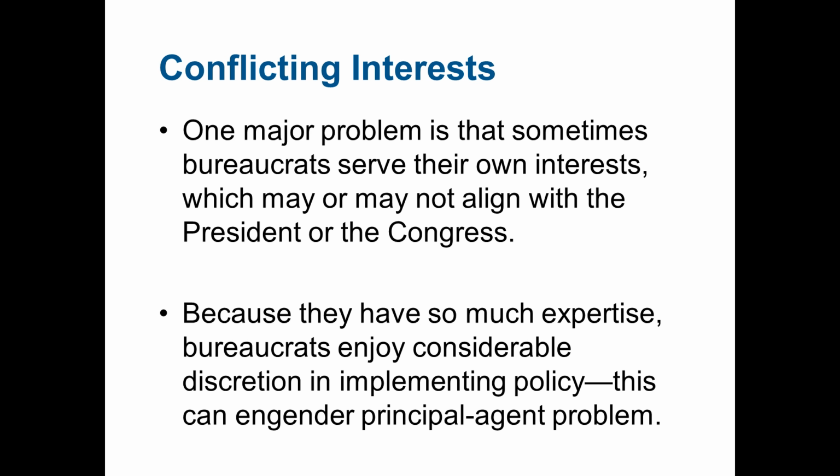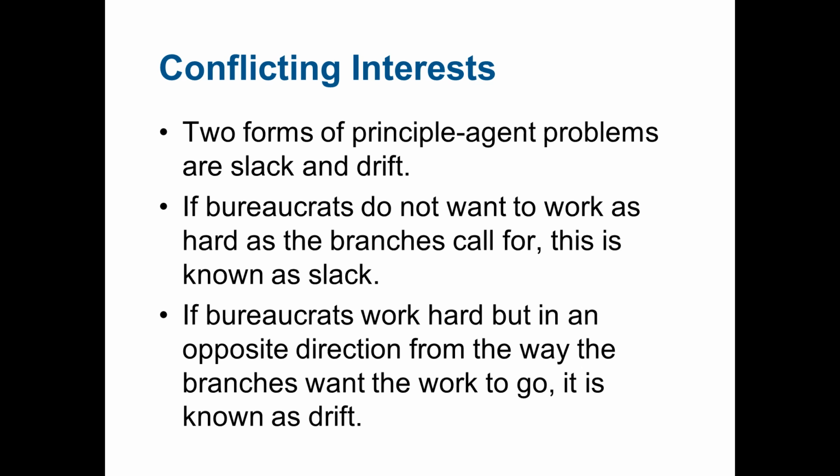We can think of a couple different types of principal agent problems that might be in effect sometimes in the bureaucracy. One being slack, where it's not necessarily a case of the bureaucracy going against the interests of the principal, but just maybe not working as hard as Congress or the president would like in pursuit of their goals. So people sometimes don't work as hard as their bosses want them to.